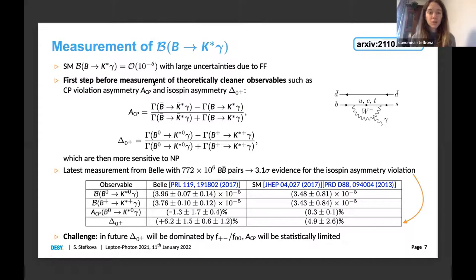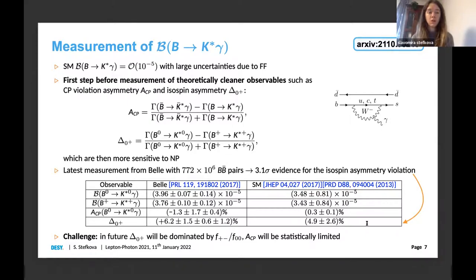So first of all, the measurement of the branching fraction for B to K star gamma. This is experimentally the cleanest channel. However, in theory, the branching fraction prediction suffers from large uncertainties due to the form factor. So the measurement of the branching fraction is just the first step before measurement of the theoretically cleaner observables, such as the CP violation asymmetry or the isospin asymmetry. The torch for the best measurement of these quantities is coming from Belle, which analyzed the full data set and observed 3.1 sigma evidence for the isospin asymmetry violation, which is in agreement with the standard model.